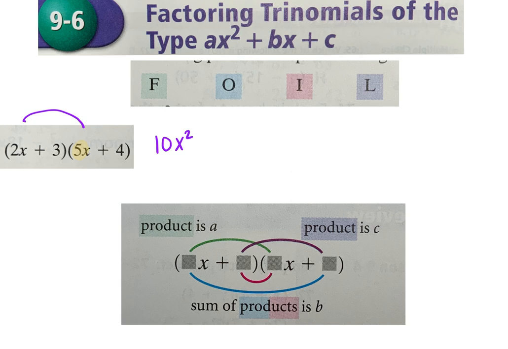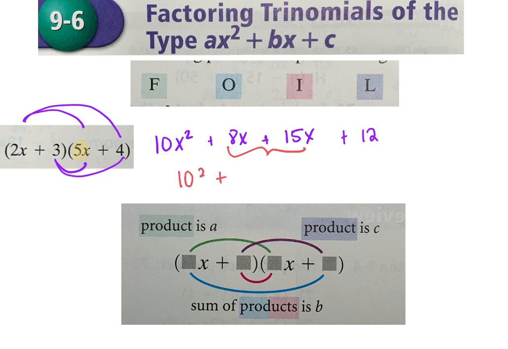Then I go to my outer terms. 2x times 4, that's going to give me 8x. 3 times 5x, that's going to give me 15x. And then 3 times 4 is going to give me 12. And then if we were to simplify this particular one, we would combine those two middle terms here. And we would get 10x squared plus 23x plus 12.